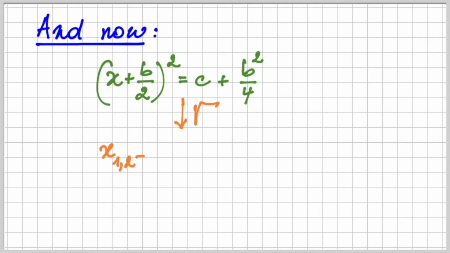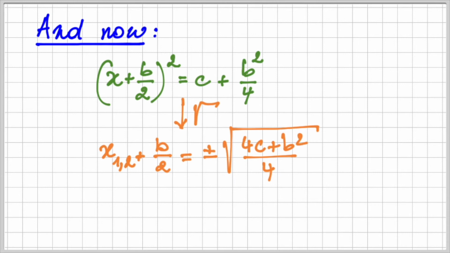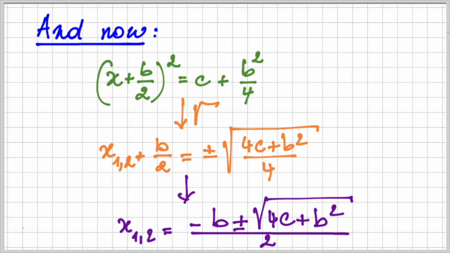When we take the square root, of course, we have two possibilities, and we can say that x1 and 2 plus b over 2 is equal to plus minus the square root of 4c plus b to the square divided by 4. We can take the square root of 4 out of this equation and replace it by 2, because 4 is 2 to the square. So we find x1 and x2, the two roots, are equal to minus b plus minus the square root of 4c plus b to the square divided by 2. And that's what we're going to use in the following exercises.